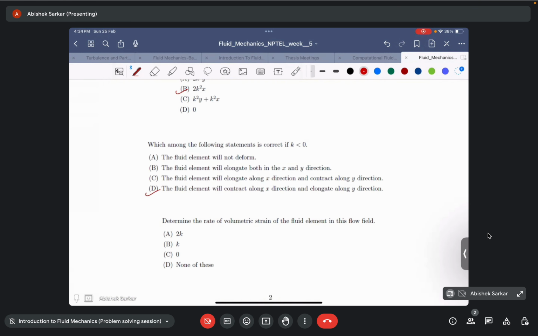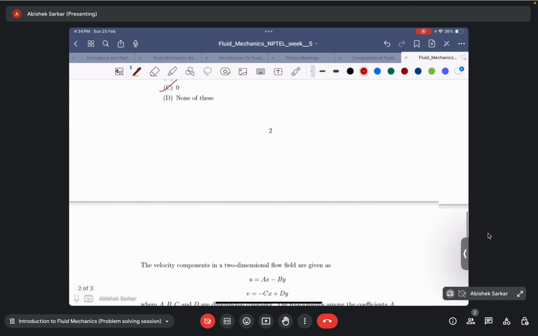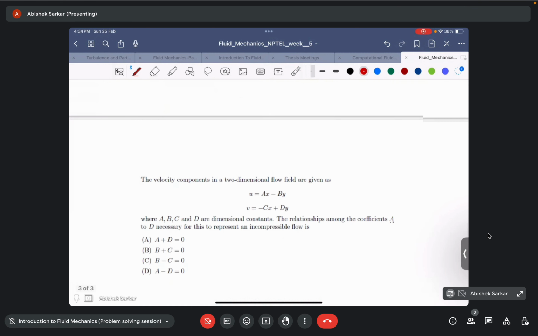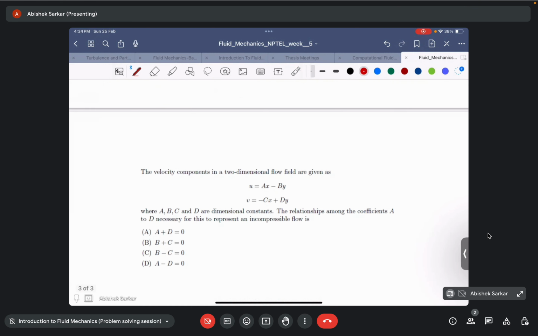So the correct answer would be option C. Okay. So let's just take the final question. I guess this is the final question. So the question is, the velocity components in a two-dimensional flow field are given as u is equal to ax minus by and v is equal to minus cx plus dy.